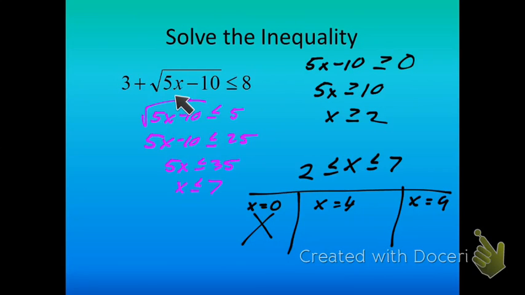If you plug in 4, you're going to get 20 minus 10, the square root of 10, and then you add 3 to that. That ends up being about 6.16 in your calculator, and that's less than or equal to 8, so that checks out. And for 9, the same way, you plug 9 in here, 9 times 5 minus 10, square root, add 3. That ends up being about 8.92, and that's bigger than 8, so it can't be. So this confirms that your answer is the inequality 2 less than or equal to x less than or equal to 7.